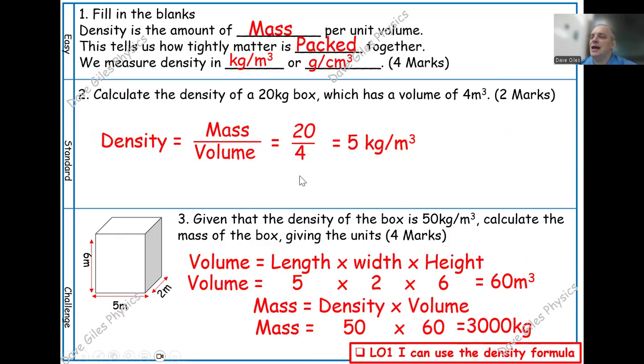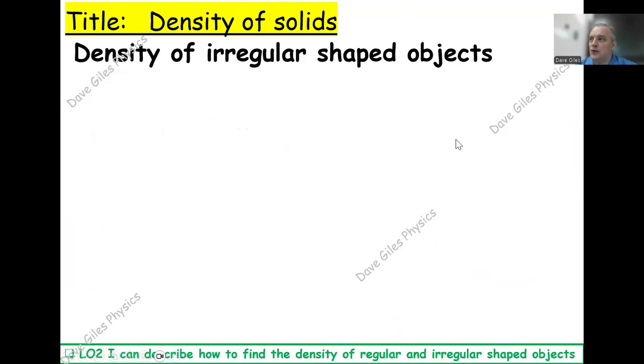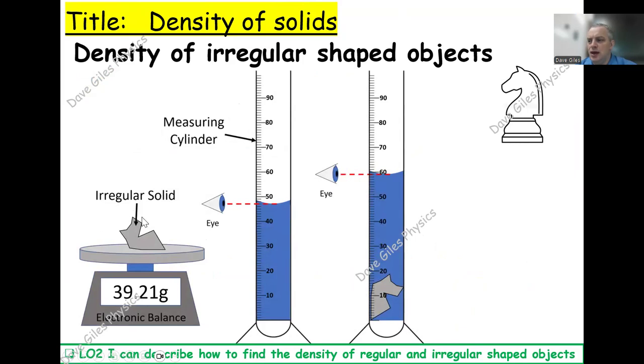Now, what you'll normally get, though, rather than the density of a shape like this in an exam, you'll quite often get the density of an irregular shaped object. So something like this, a knight from a chess set, for example. So you can't just do length times width times height to get the volume. So there needs to be a little bit more to it. So first thing you would do is weigh it using a top pan balance or electronic balance, something like this. And you'd normally weigh it first, because the next step is to put it in water. When you put it in water, it's going to add mass to it, so always weigh it first.